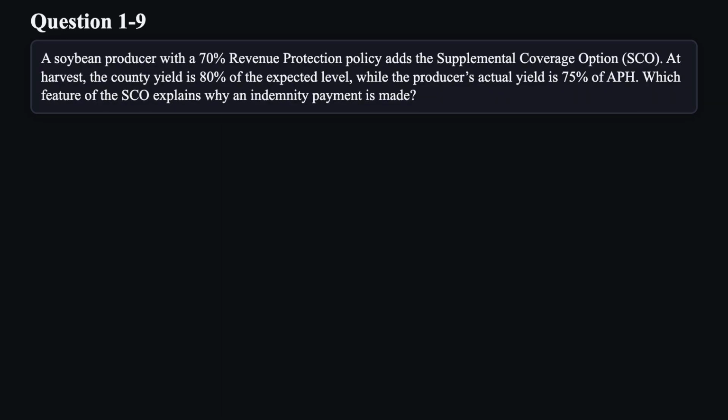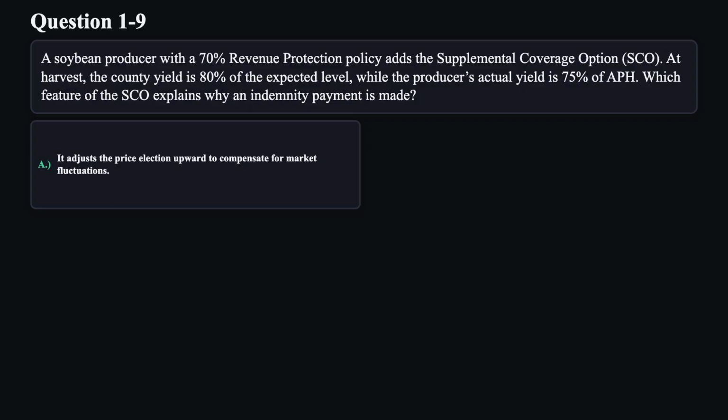Question 9. A soybean producer with a 70% revenue protection policy adds the supplemental coverage option, SCO. At harvest, the county yield is 80% of the expected level, while the producer's actual yield is 75% of APH. Which feature of the SCO explains why an indemnity payment is made?